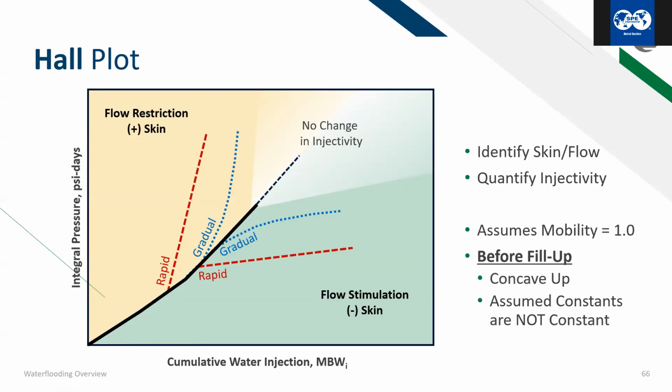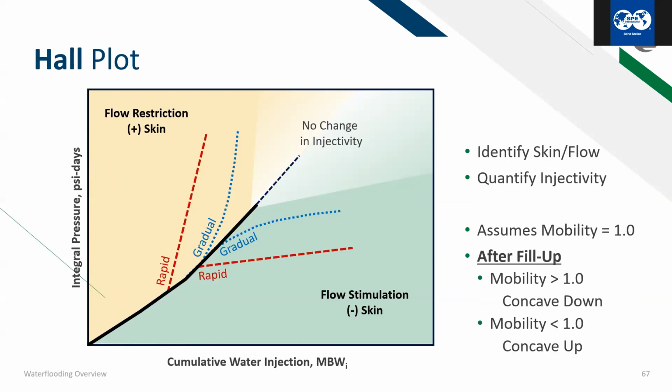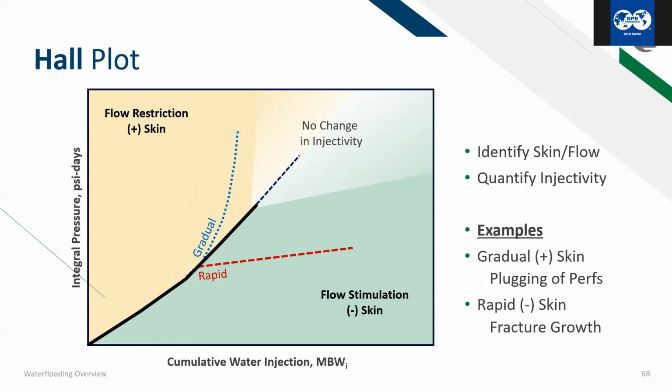And then before fill up, it's going to concave up because the Y integral is assuming there are constants which are not constant before fill up. So after fill up, they become constant, but before fill up, they're not. So it creates the trend to concave up. After fill up, if your mobility is greater than 1, you're going to concave down. Mobility less than 1, you're going to concave up. But the good thing about this plot, what it can tell you is if you're starting to see a gradual upward trend, then you're probably getting plugging of perfs.